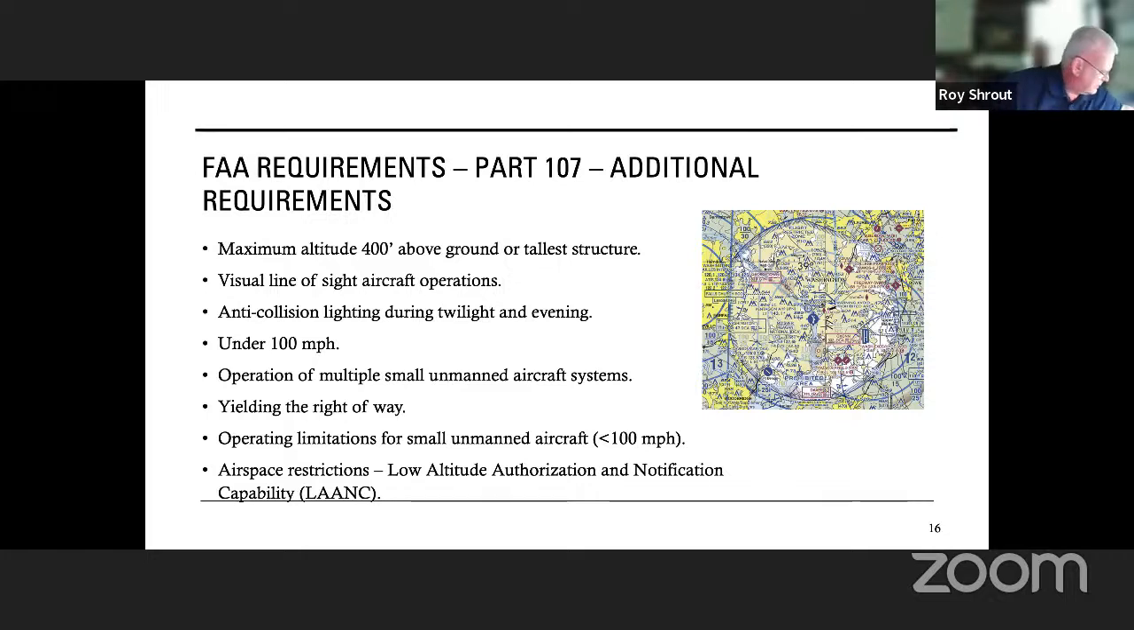All the aircraft, if I can get this thing to light up for us, must have anti-collision lighting. And if you're flying in the evening or nighttime hours, you must have strobe lights on this that can be seen for 3 nautical miles. So again, I'll throw this up here. We can see the lights really well.